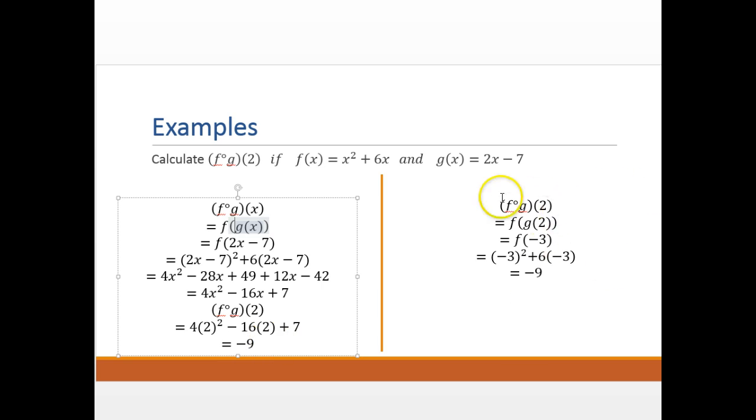This one's a little bit more interesting, and this is the one I want you to focus on, the f of g of 2. The g of 2 we already know is negative 3. So f of g of 2 is simply f of negative 3, and now we evaluate f at negative 3. This becomes negative 3 squared plus 6 times negative 3, so positive 9 minus 18 is a negative 9. Again, same answers both ways.